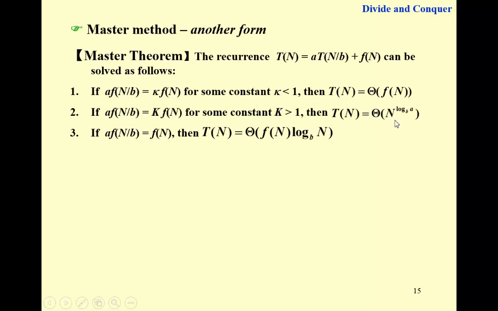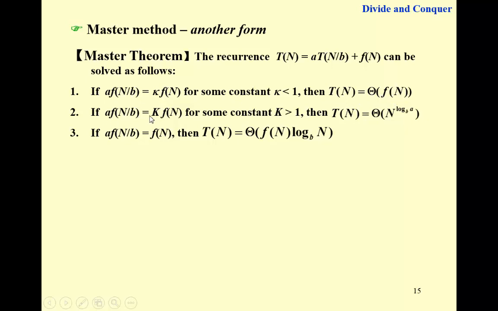So it looks much simpler. The key is to compare this one with f of n itself. This one is obtained by replacing T by f. Compare these two functions. If this one is kappa times f, where kappa is a constant strictly less than 1, it means that f of n is larger than this one. And therefore, the conclusion is going to be big theta of f of n.